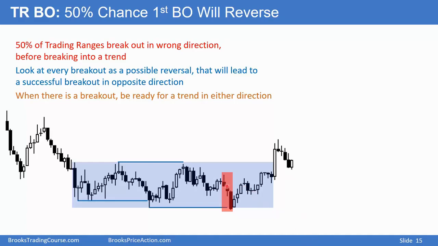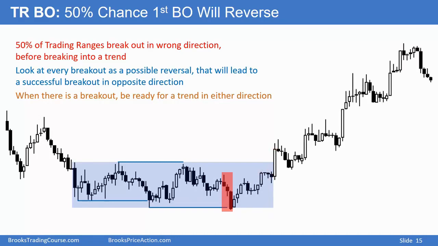We have a bull breakout, and it could fail, and we could reverse down into a bear trend. However, the bears had a pretty good chance here, and the bulls reversed up, and then they have a pretty good bull bar here. And it was followed by a bull trend.